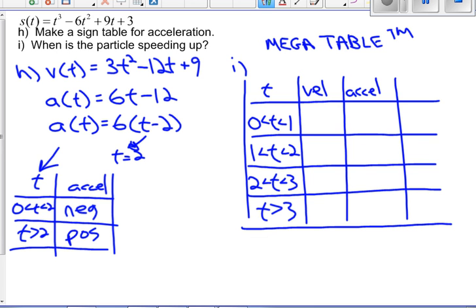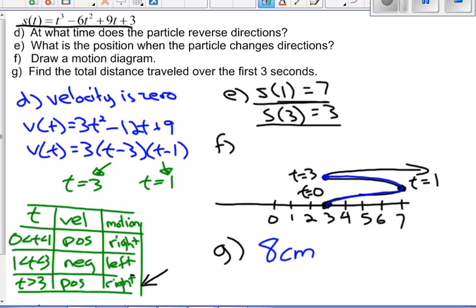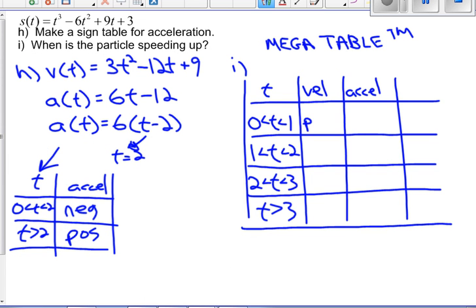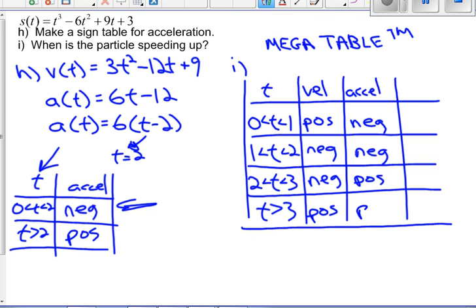If I went to the table, the one that we generated already, we'd have positive velocity, then negative all the way up until 3, and then positive here. If I look at acceleration, well, it starts off negative. It stays negative right up until time is 2. And then after that, it's positive forevermore.